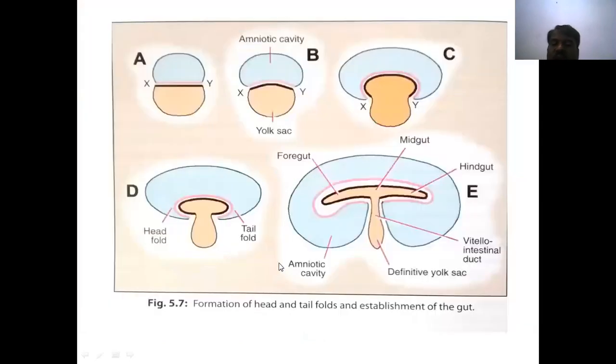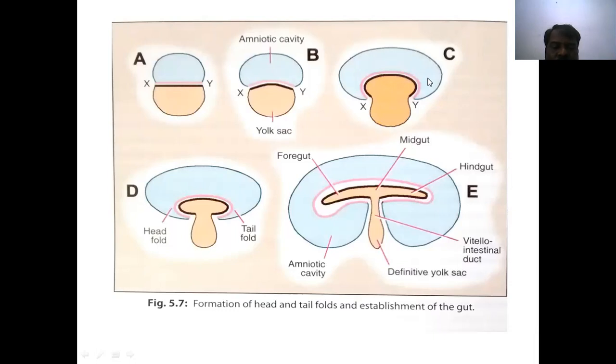Next is the head fold and tail fold of this embryo. See here, first of all you should know this. This is the amniotic cavity. This is the secondary yolk sac. These layers, the pink color is showing the ectoderm, and this black color is the endoderm. Further, with the growth of this fetus, the amniotic cavity is enlarged.